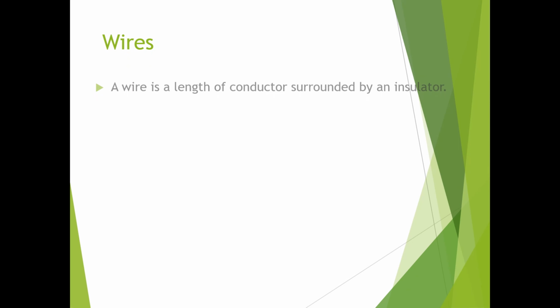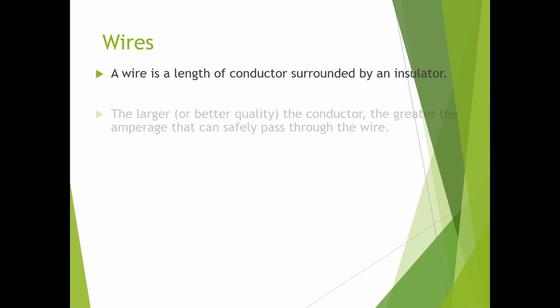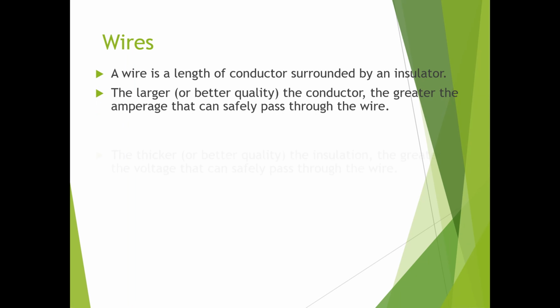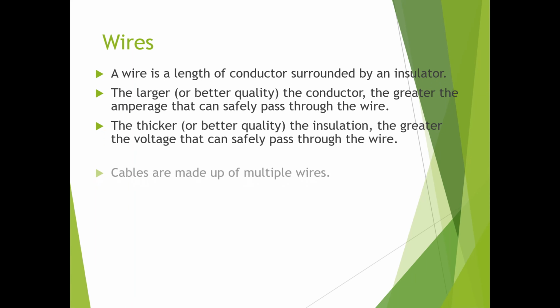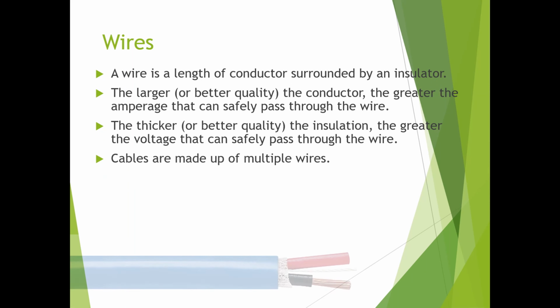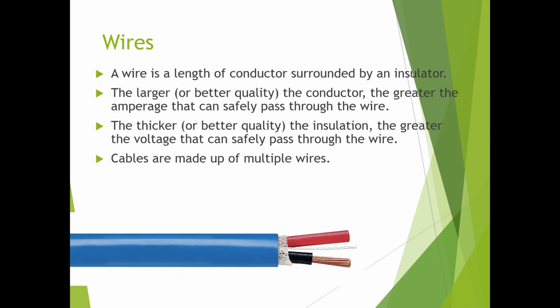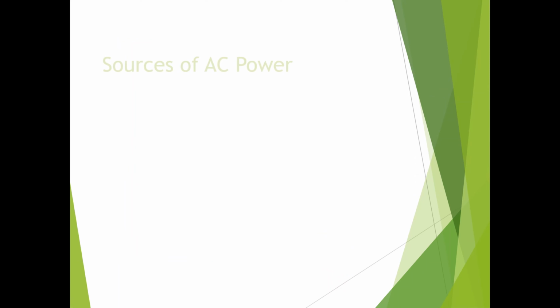Wires. A wire is a length of conductor surrounded by an insulator. The larger or better quality the conductor, the greater the amperage that can safely pass through the wire. The thicker or better quality the insulation, the greater the voltage that can safely pass through the wire. Cables are made up of multiple wires.